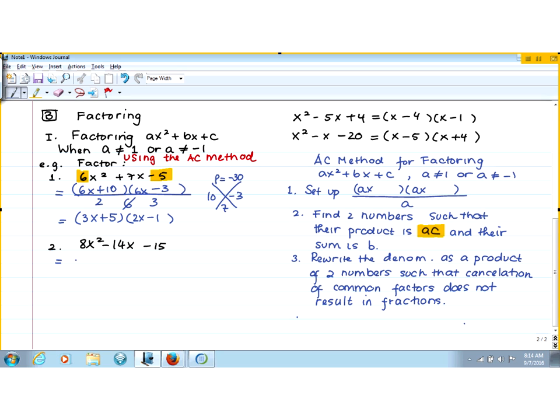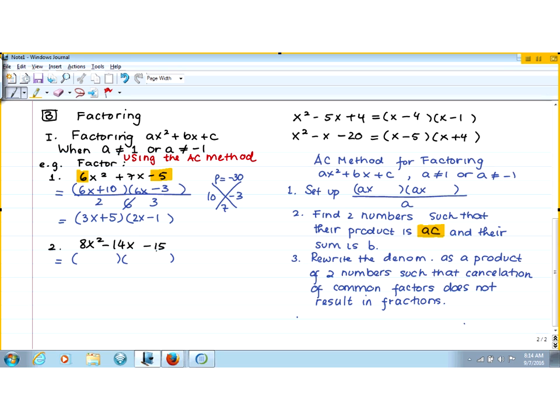Do you want to try to do number 2? Let's do it together, and I give you 3 and 4, and then you could do 3 and 4 on your own. So number 2. All right. Set up. How do we set it up?